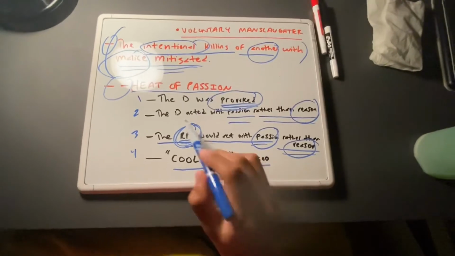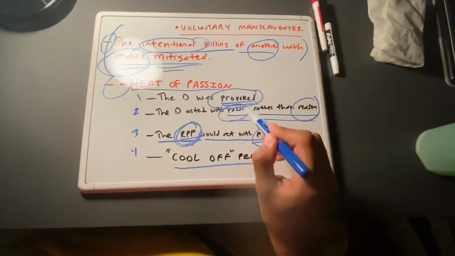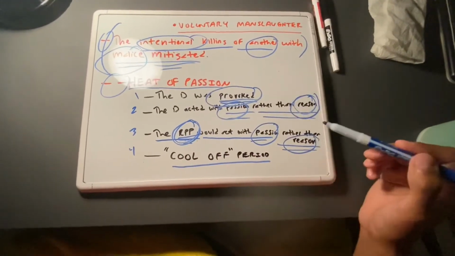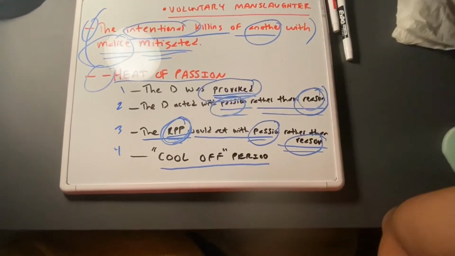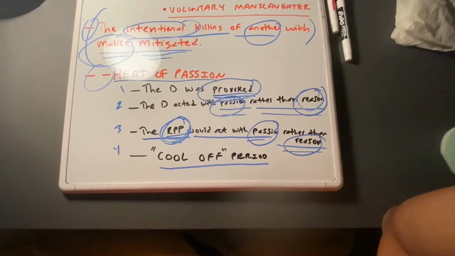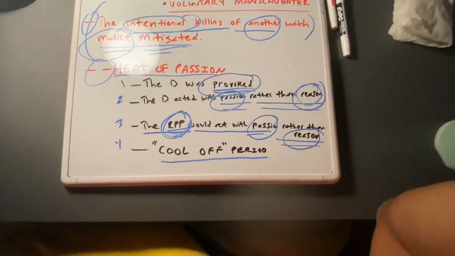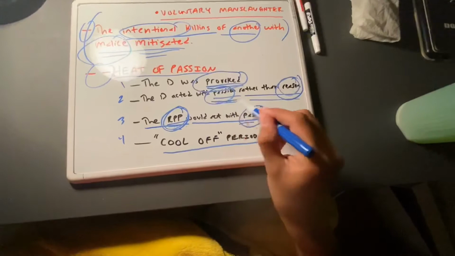That is an example of the defendant acting with passion rather than reason, because we all know that if Israel was acting with reason, he would not have killed that man. However, he acted with passion rather than reason.